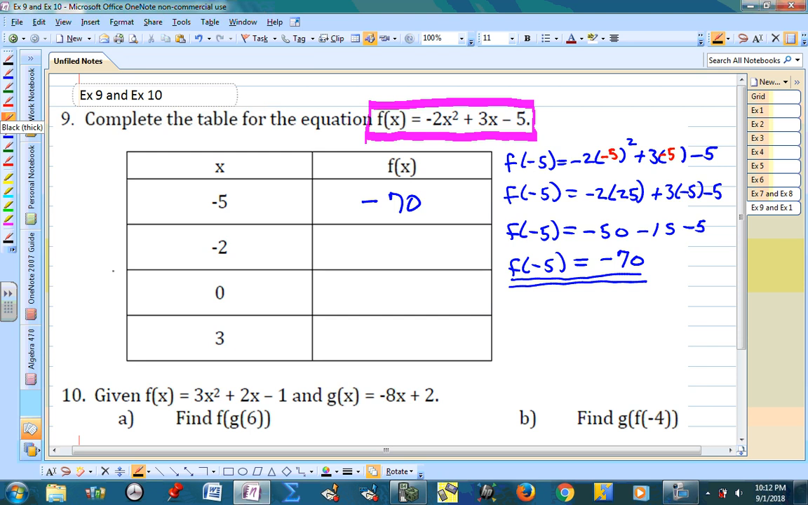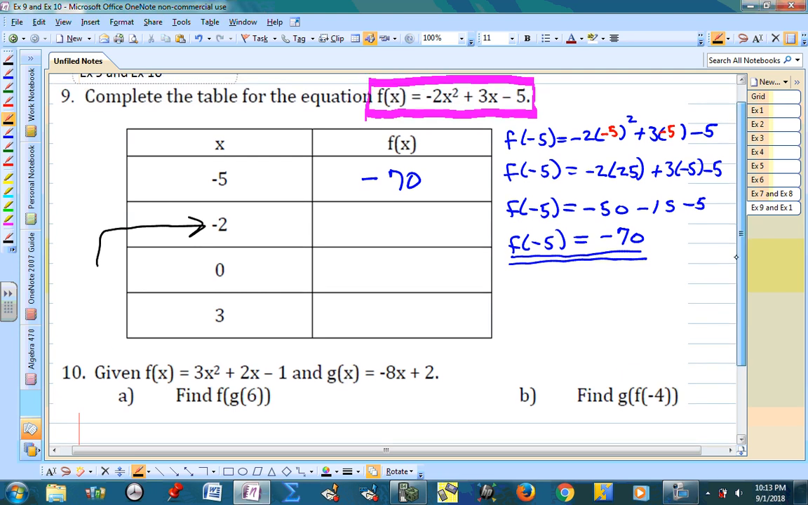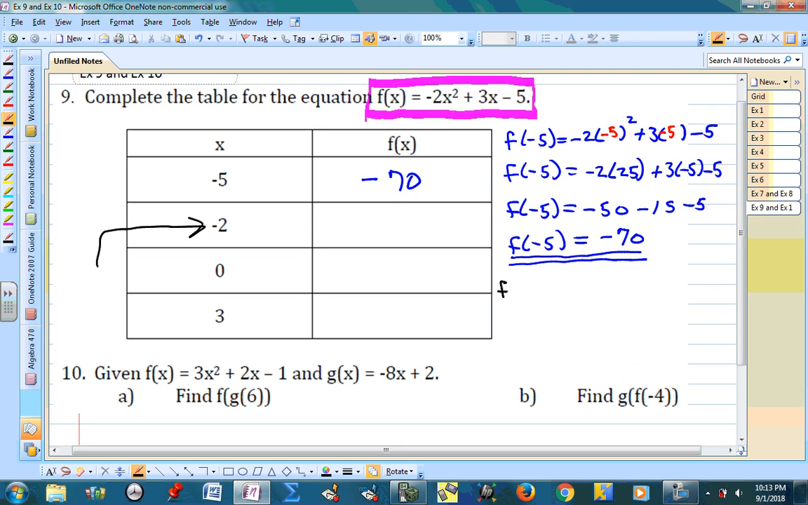Okay. Now, we're going to start over and repeat the process, this time putting negative 2 in place of x to the same equation, same function. So, say f of negative 2, negative 2 times negative 2 squared, plus 3 times negative 2 minus 5. And we'll replace all the x's with negative 2.